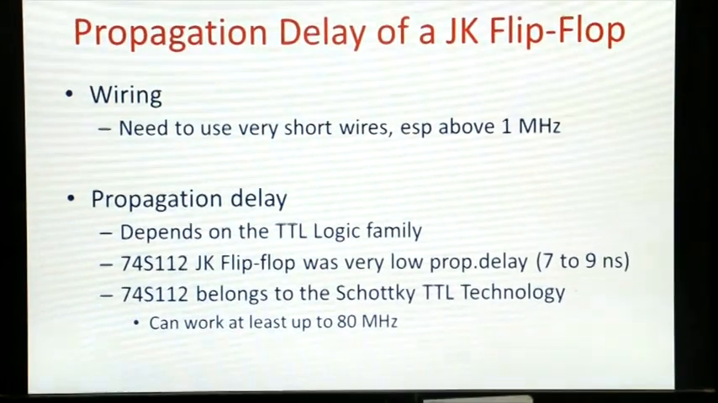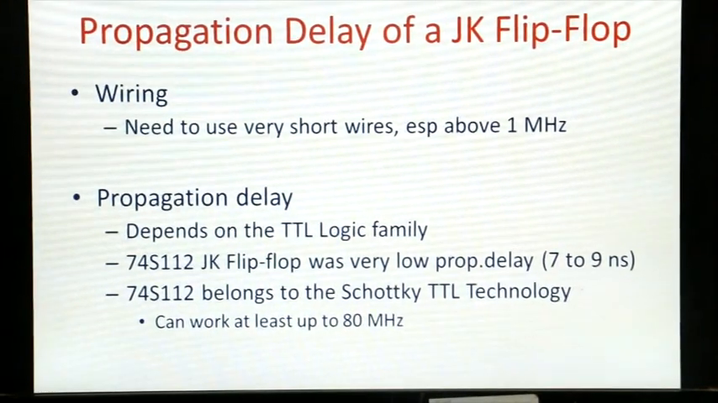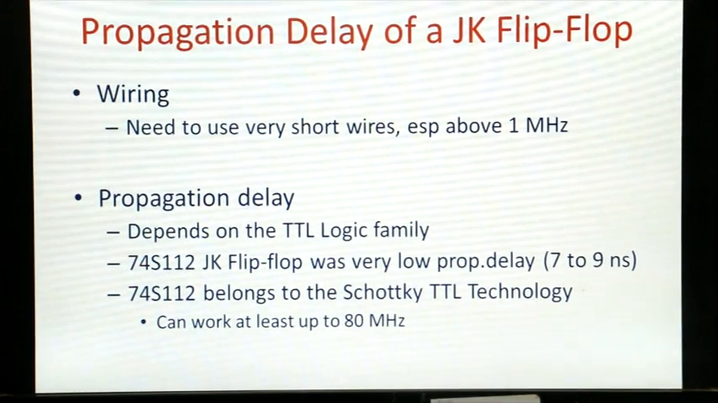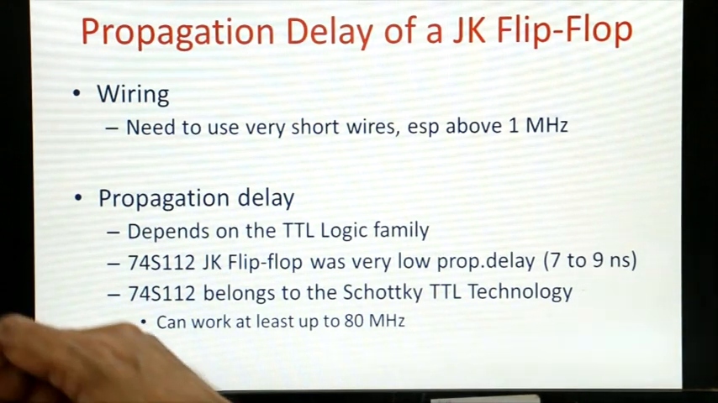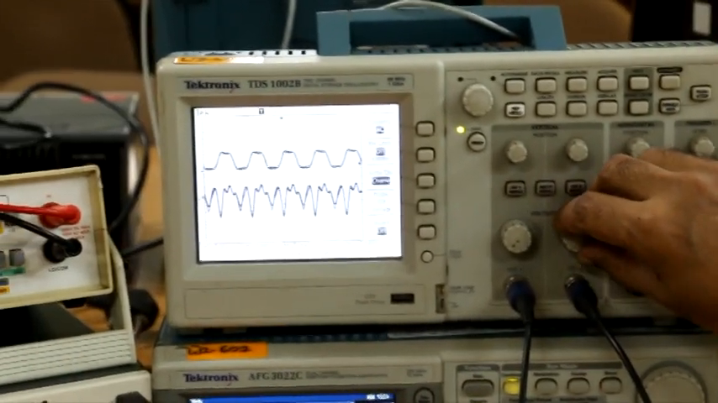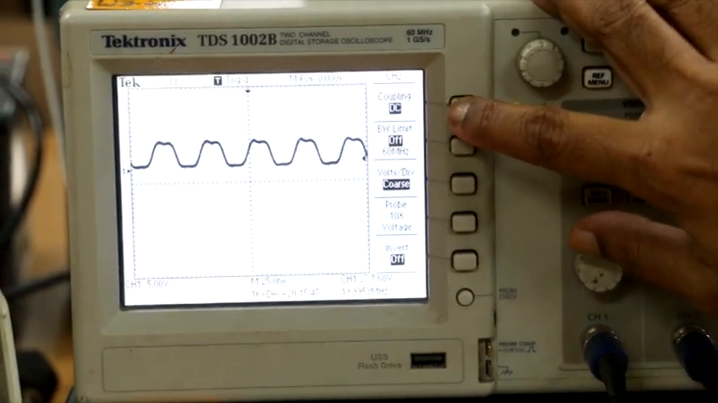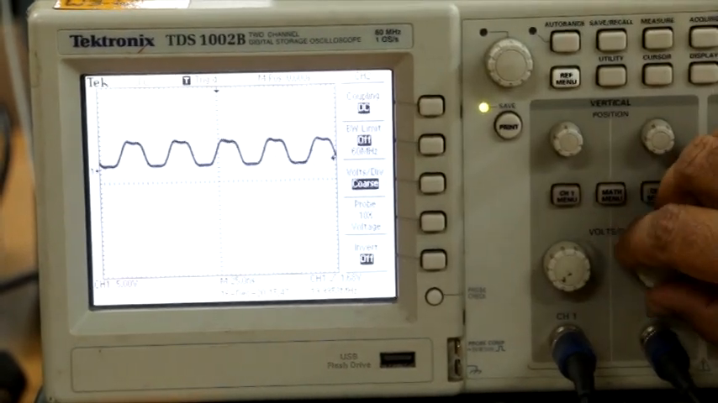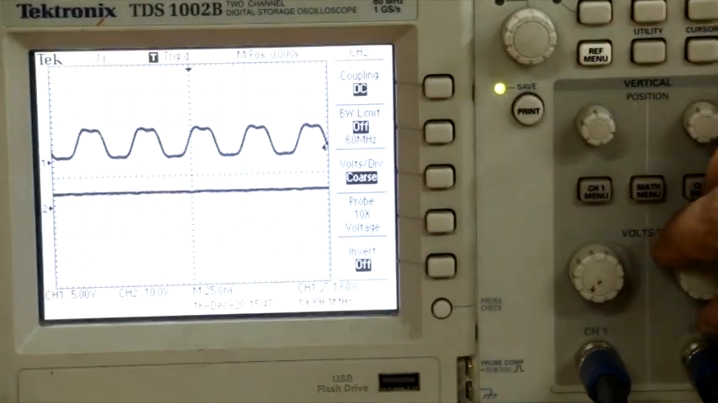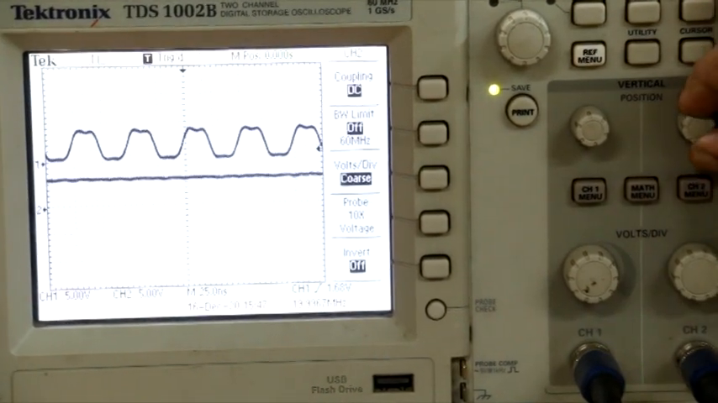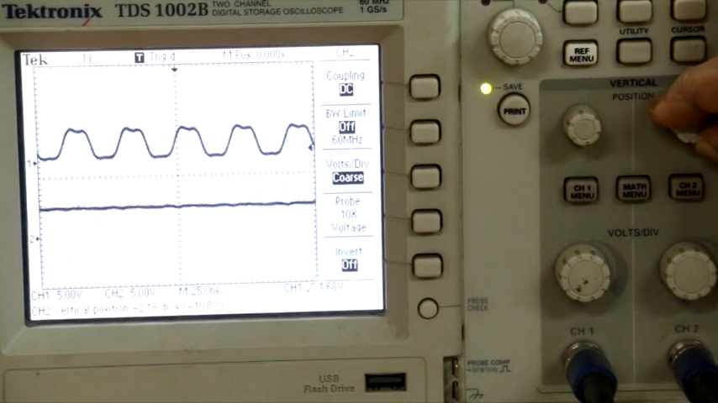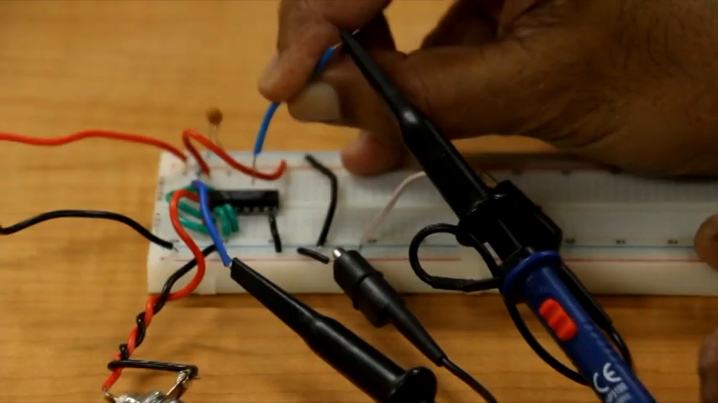Now let's come to the last part of the circuit, where I want to show you the propagation delay of a JK flip-flop. We already saw that we need to use very short wires, but let me now come back. Let me put channel 2 back to DC mode. What I want to measure, right now it's on the VCC line. Let me show you what you would get.